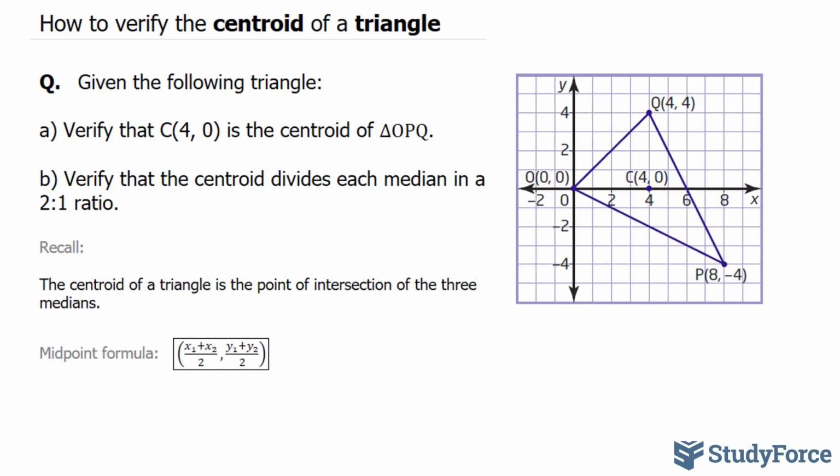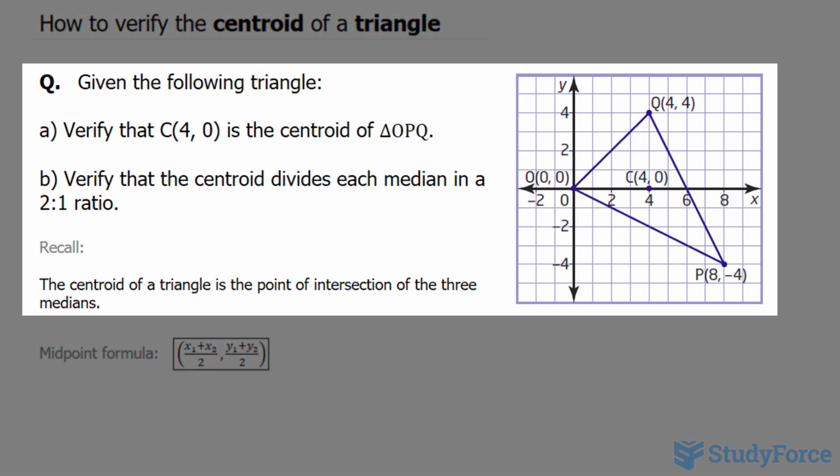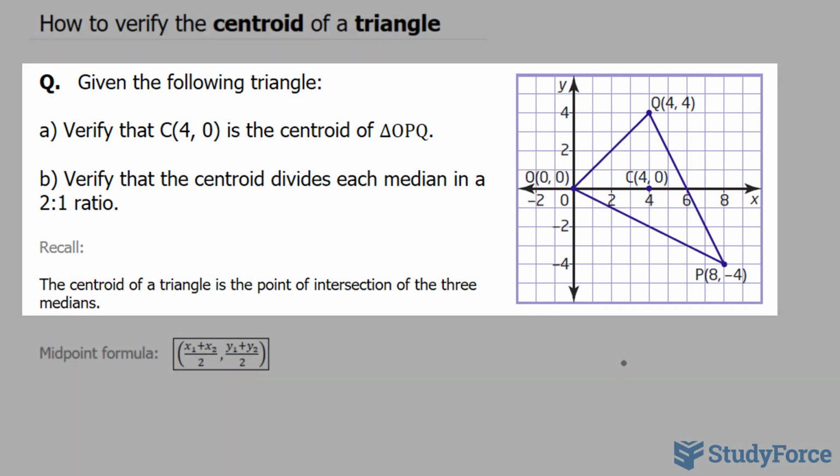In this lesson, I'll show you how to verify the centroid of a triangle. The question reads, given the following triangle, and that's shown right here, verify that the point C, which has the coordinates 4 and 0, is the centroid of the triangle OPQ. And then verify that the centroid divides each median in a 2-to-1 ratio.